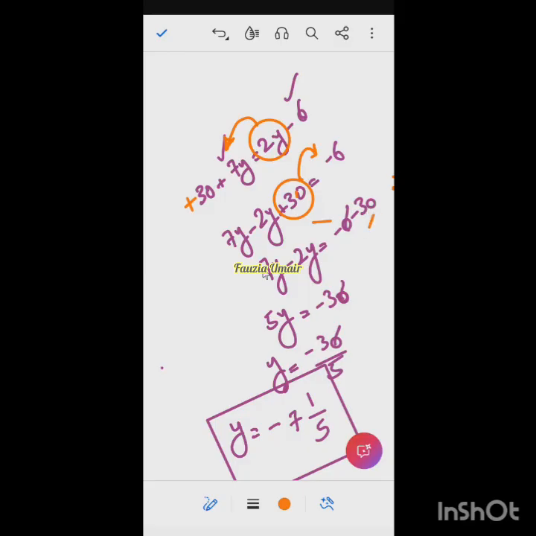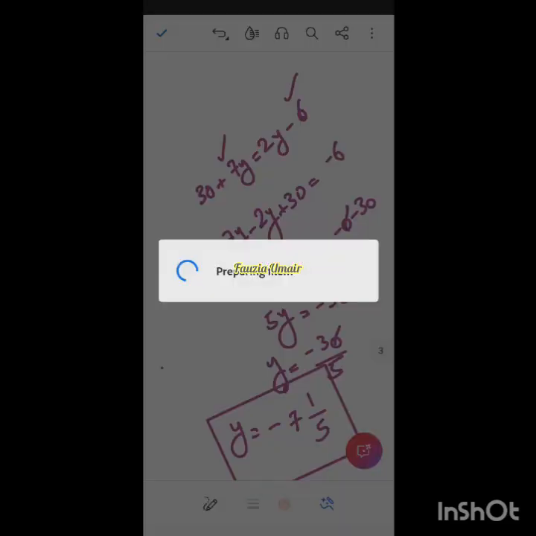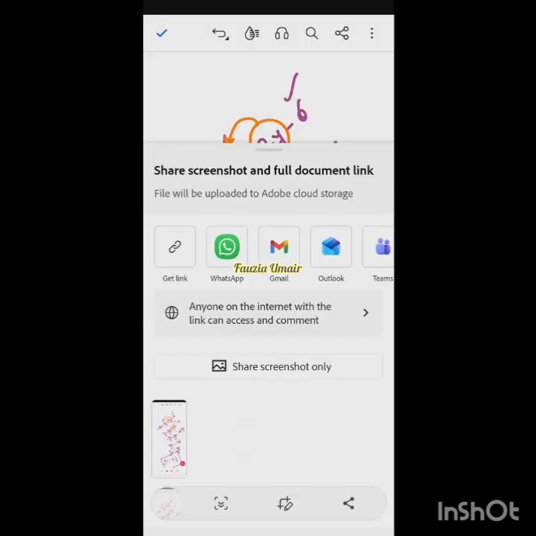Is it clear? So now the last step. Plus 7 minus 2. What was the answer? 7 minus 2 is 5y. Right? And this is minus 6 minus 30. Answer is minus 36. So minus 36 by 5. Right? Any question, beta? No, ma'am. Is it clear? Yes. All right. So we will practice this topic more tomorrow, inshallah. From the book and from the workbook, there are few questions left.